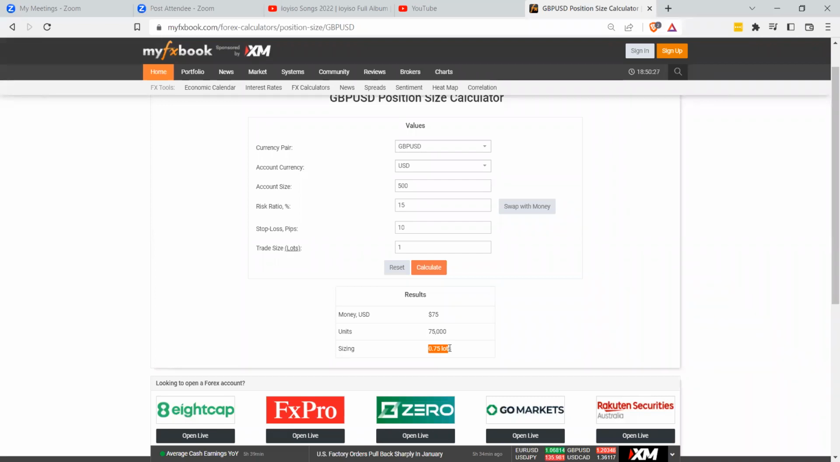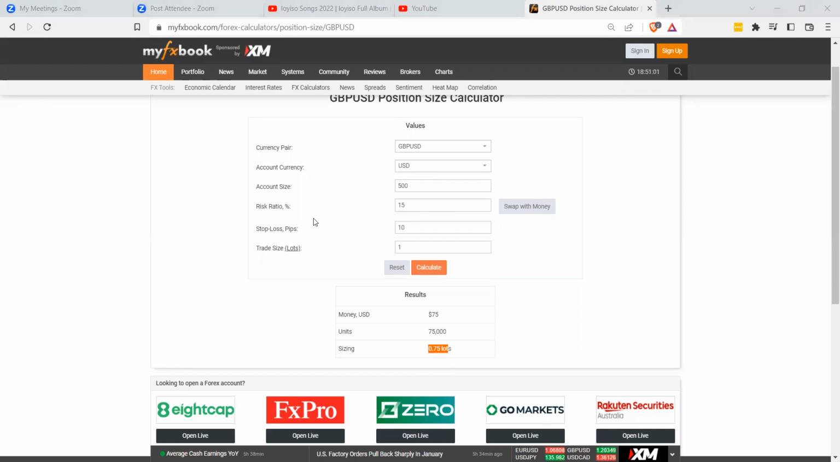Don't try and guess the lot size that you should use. Try not to guess. I know that's what most of us do. You just guess, okay, maybe I'll use like 0.1. Don't guess. Don't give yourself a static lot size. If you are being static, that means you are not really implementing a risk management plan. So use this tool to get the right lot size that you should be using.